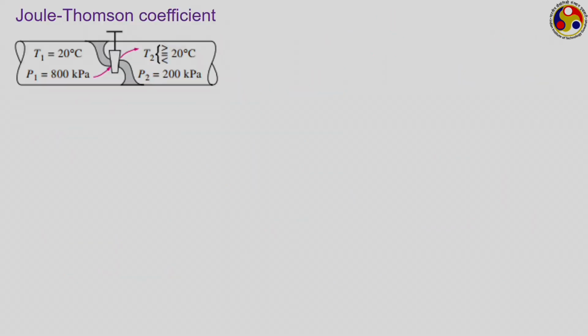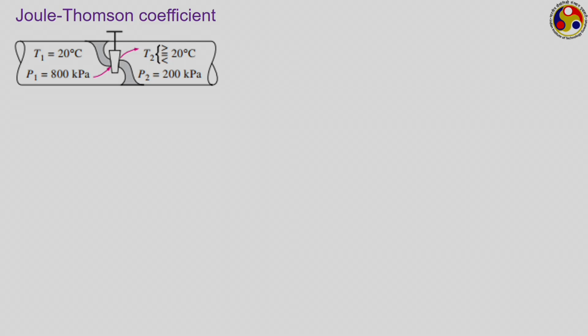Let us now move to the discussion of a couple of other concepts which are unrelated, but again very important and give rise to very important thermodynamic applications. The first one of them is the Joule-Thomson coefficient. The Joule-Thomson coefficient characterizes a throttling process.